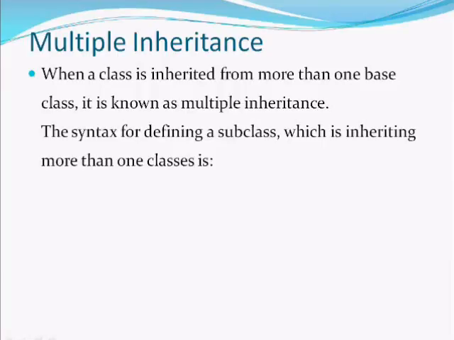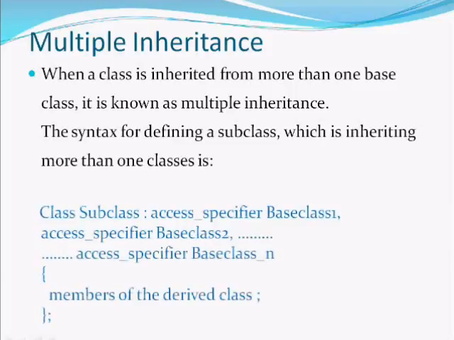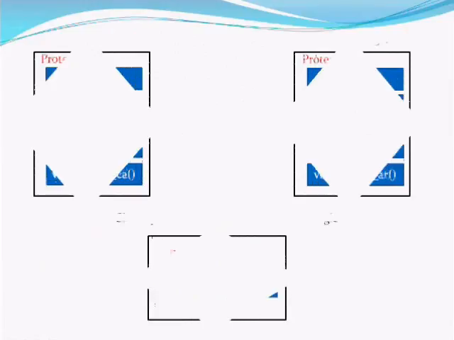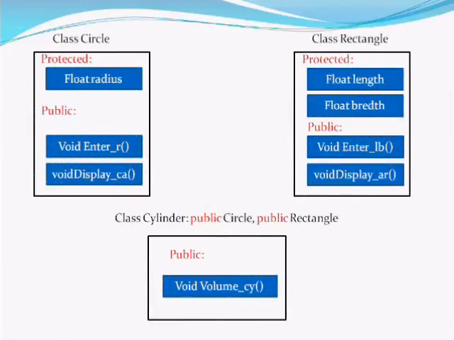The syntax for defining a subclass which is inherited from more than one class is: Circle and Rectangle are two base classes from which the class Cylinder is being inherited. The data members of both the base classes are declared in protected mode. Thus, the class Cylinder can access the data member radius of class Circle and data members length and breadth of the class Rectangle, but the objects of the class Cylinder cannot access these protected data members.